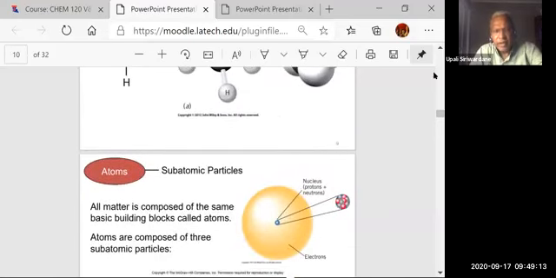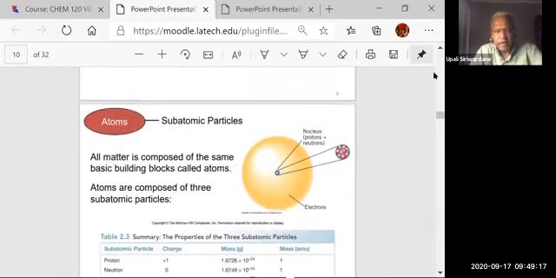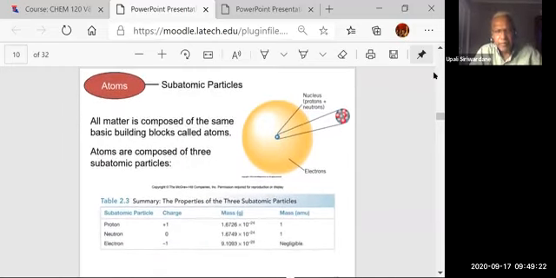Now coming to atomic structure. An atom is made out of subatomic particles. The particles are protons, neutrons, and electrons. Protons are found in the nucleus and neutrons also. A proton has a positive charge, and a neutron has no charge.